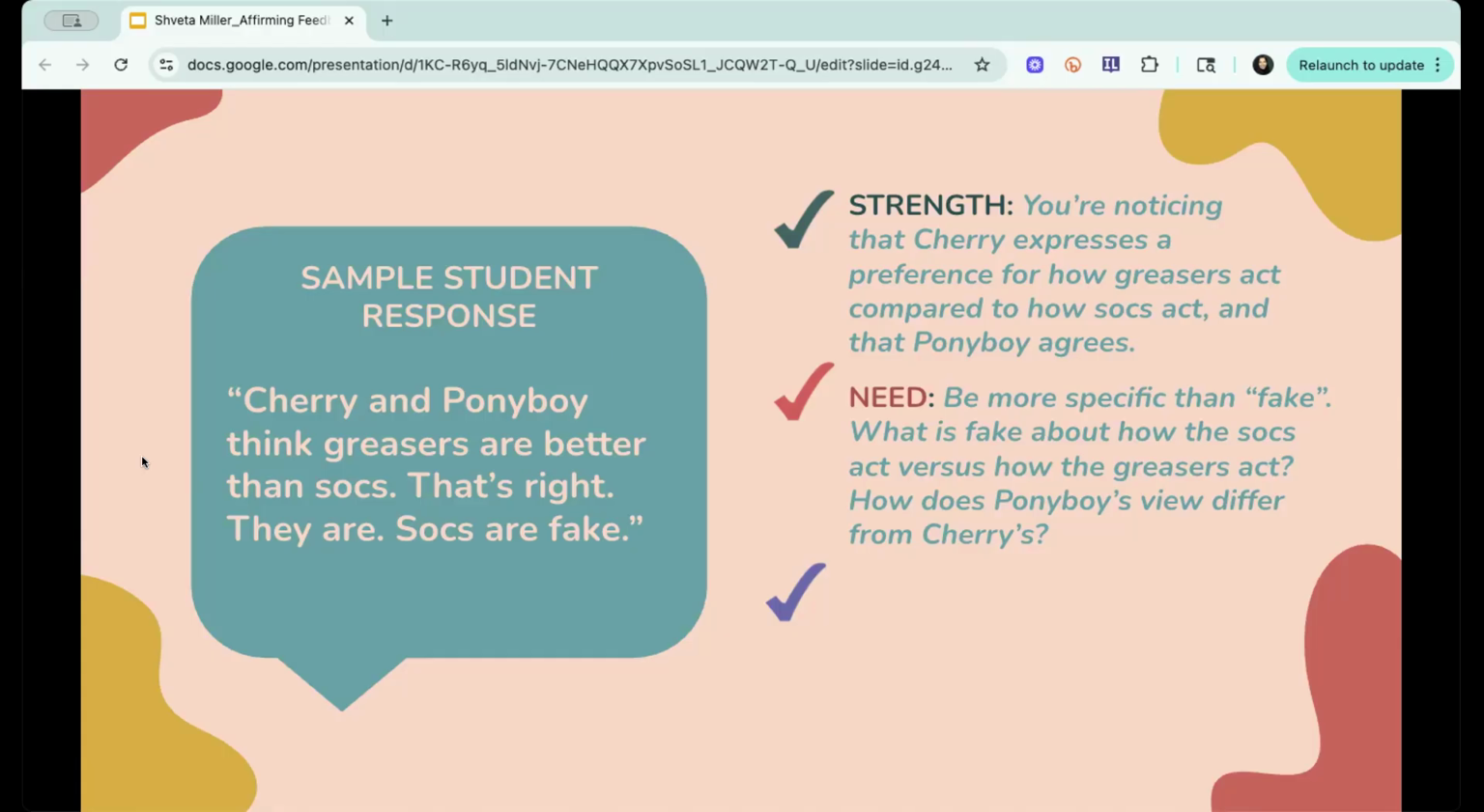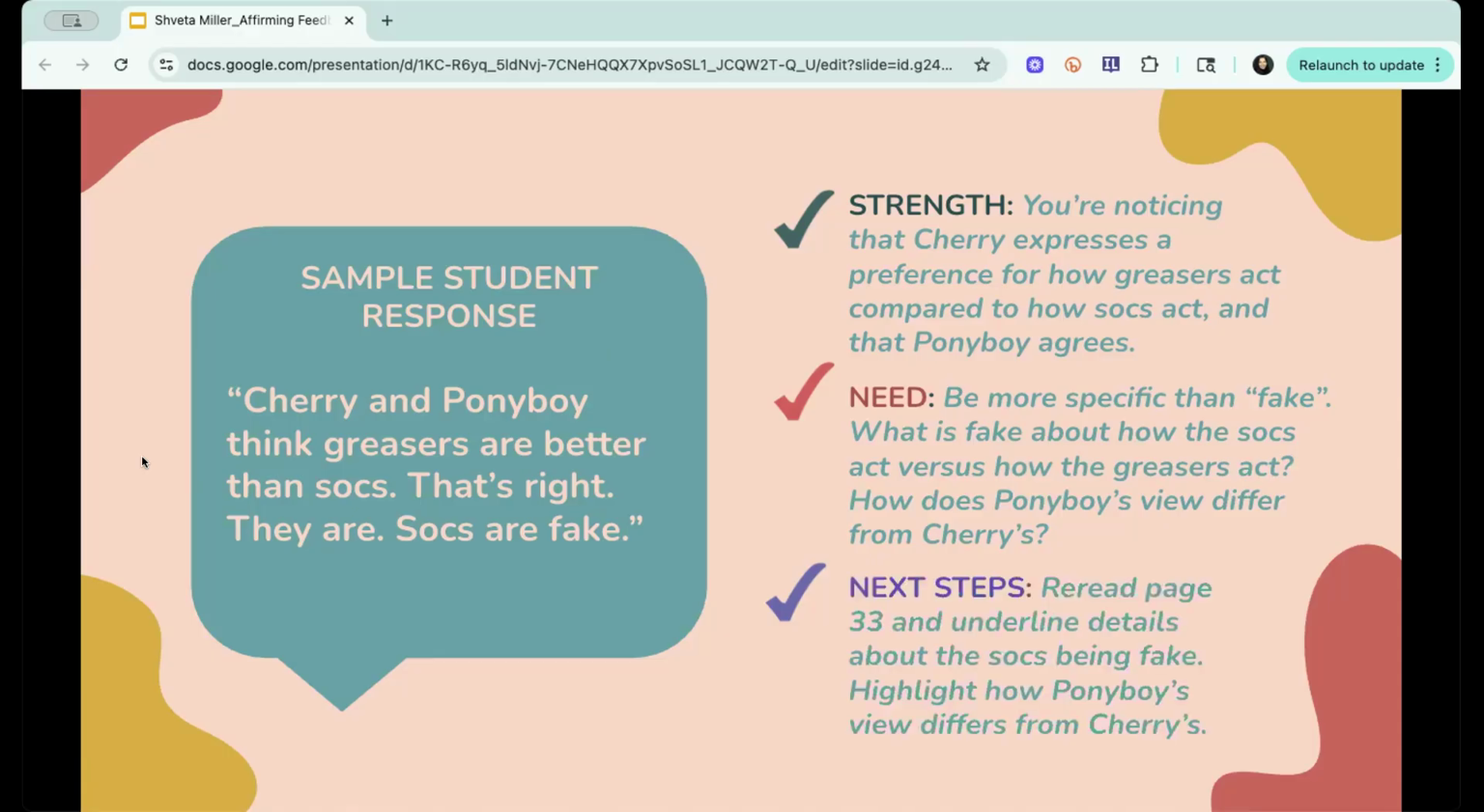And the other key criteria missing was there was no discussion of how Ponyboy's view is different. So also, how does Ponyboy's view differ from Cherry's? You got how it's the same. The next step: reread page 33 and underline details about the socks being fake. Highlight how Ponyboy's view differs from Cherry's. Okay, so the idea here is the strength, the need, the next step. So, like Zaretta Hammond, you're being honest about the gap and you're providing feedback that actually makes the path forward concrete and visible. You're giving that next step.